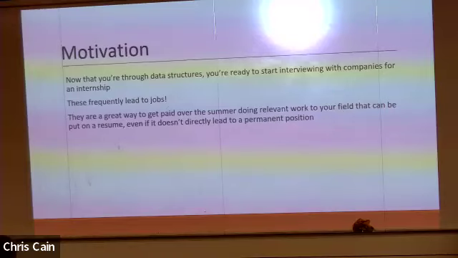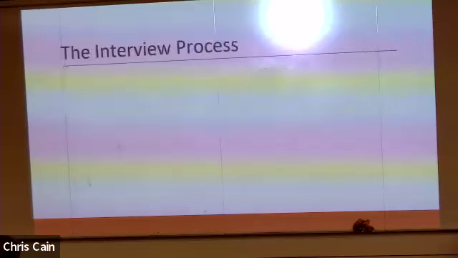Absolutely. So networking while you're in an internship is also extremely important. Get to know the people you are working with. They are future references for you. If someone calls them, they can produce letters of recommendation for those jobs. That's very useful. So we can talk a little bit about the interview process.